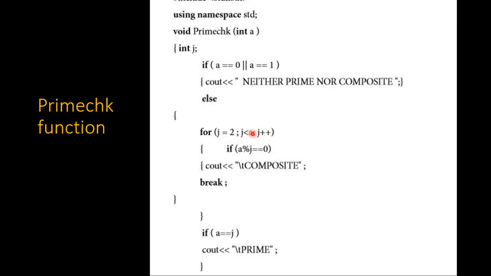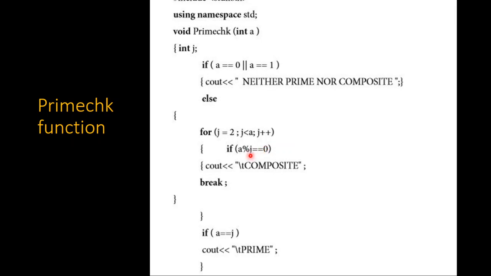For example, a becomes 2, then 3 and so on. Now this j variable is used for incrementing and a is the given number. We divide this number by all the numbers to see whether it is composite or not. So we check a modulo j. This modulo is the operator which gives the remainder after division. If it is 0, it means it is fully divisible.